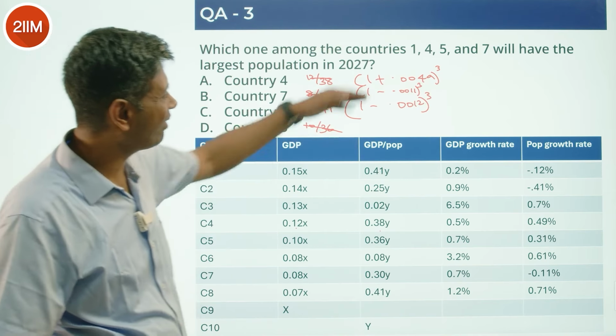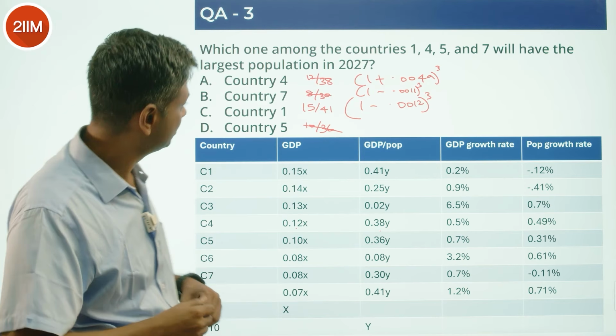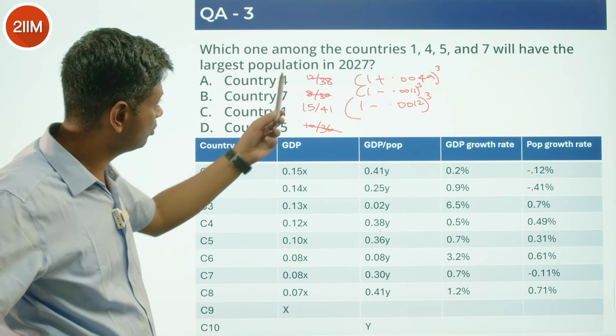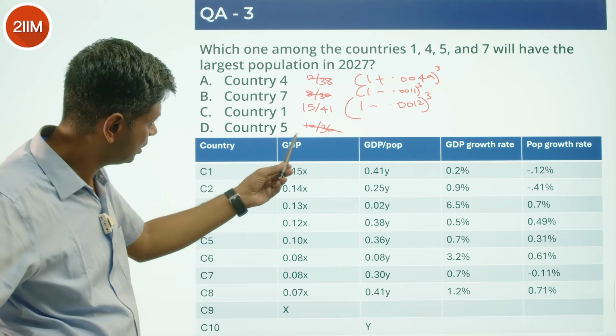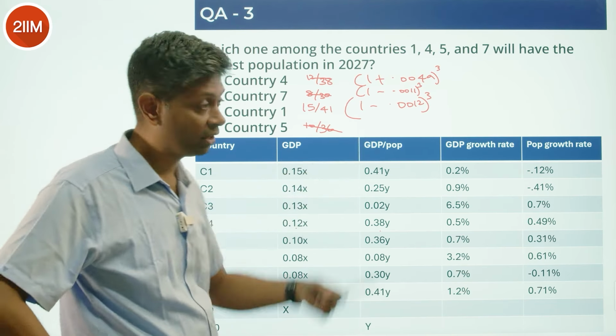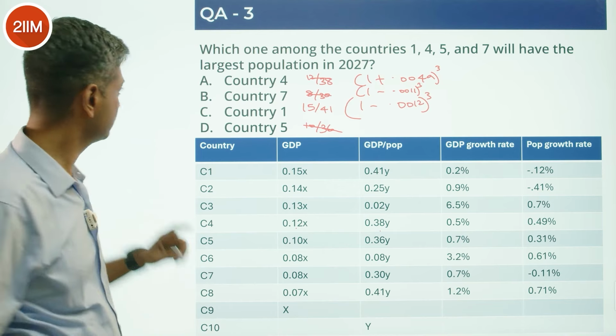Right? So all of these numbers are going to be freakishly close to 1 plus or minus 2%. 15 by 41 is way higher than 8 by 30. It's more than 12 by 38. It's more than 10 by 36. It is sufficiently large that I'm not even worried about this swing, marking that confidently. Answer choice C, country 1.